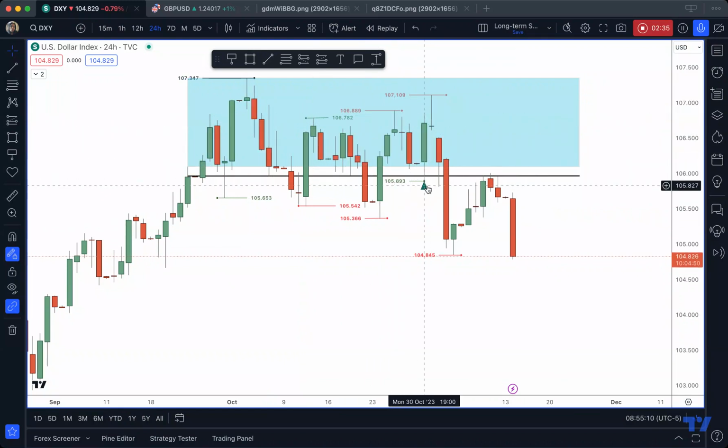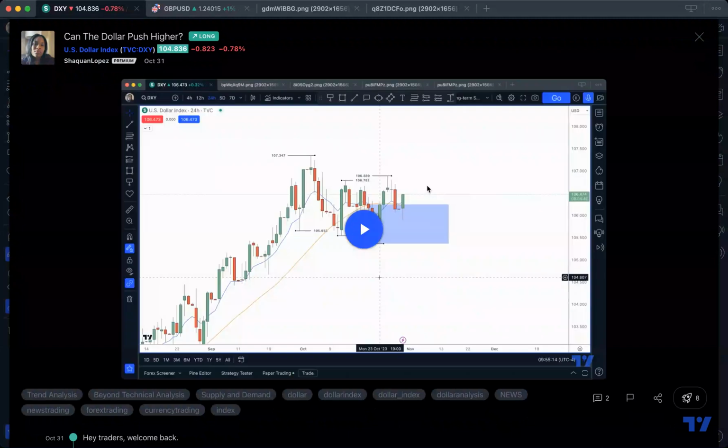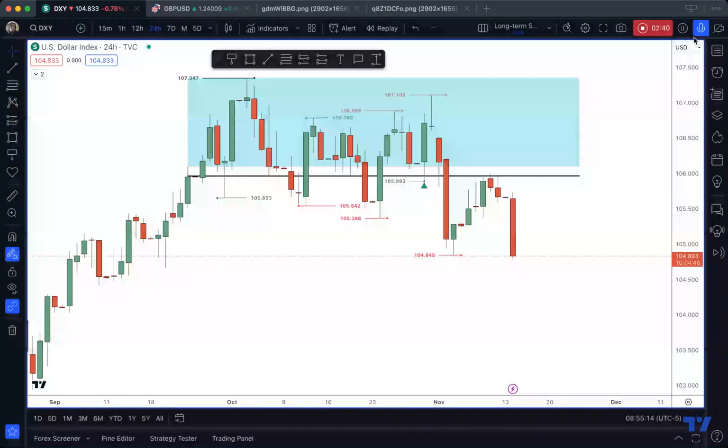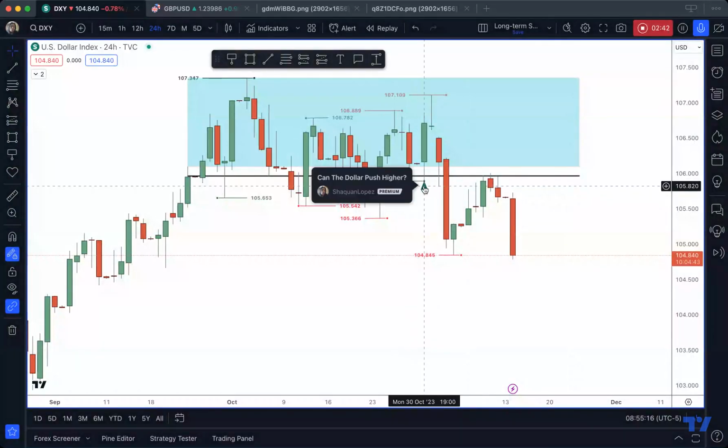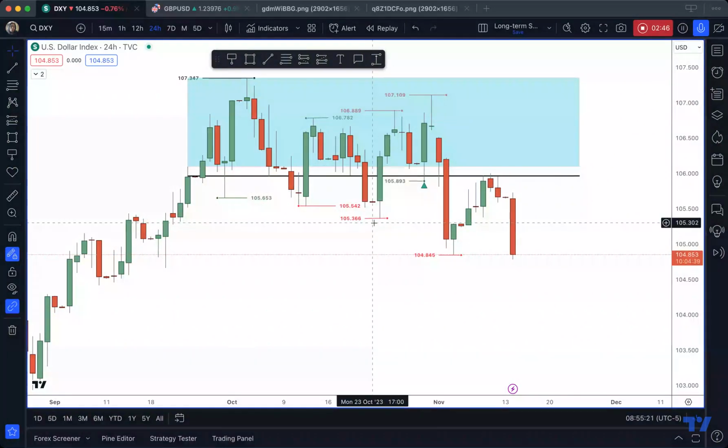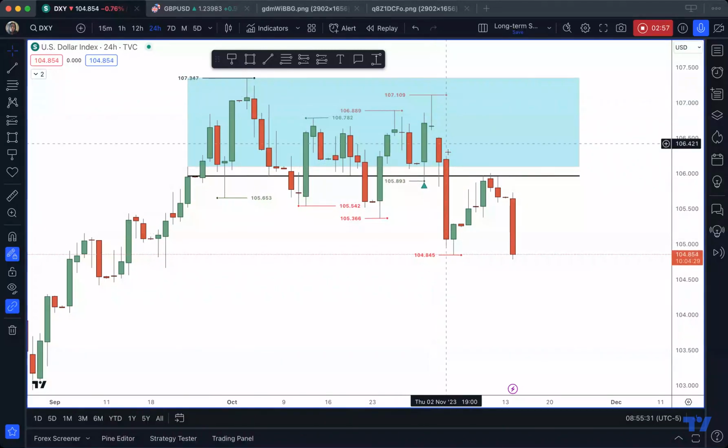Now I made a video here talking about, can the dollar push higher? This is one of the things. If you follow me here on TradingView, you can go back and watch this video. I said, hey, if price stays above now 105.366, we could see price make a run probably back up towards 107.347. It did, but failed. And then what ended up happening? Higher high, higher low, lower low.